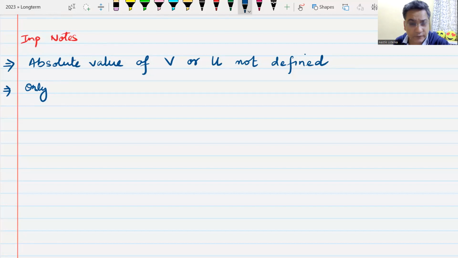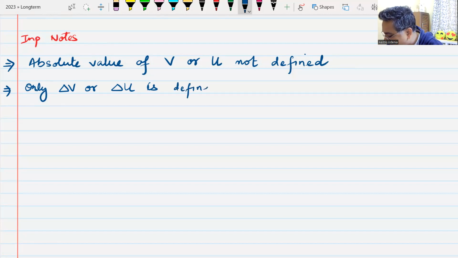So absolute values of V and U are not defined. Only delta V or delta U is defined. I don't know what is U and V and I'm not going to tell you that. If you don't remember it, forget about it. It's no need. We don't have to worry so much about symbols and words. Only delta U and delta V is defined.